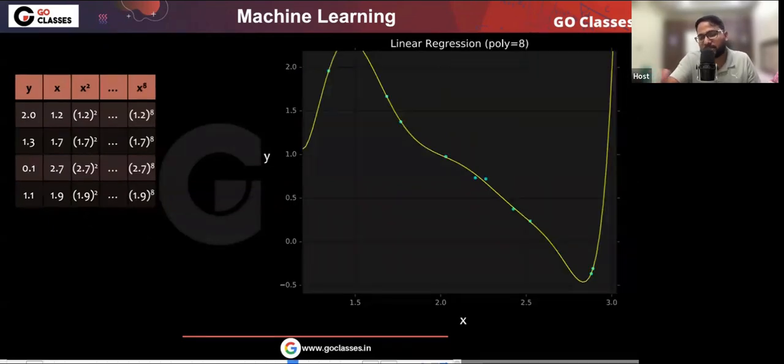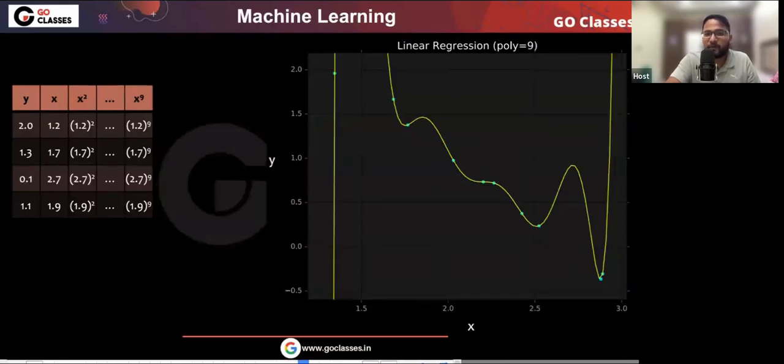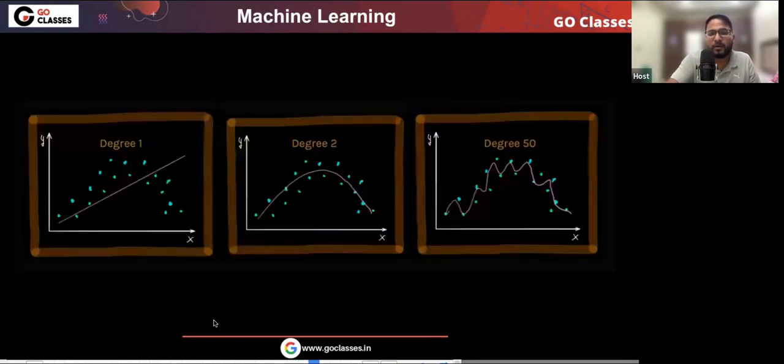For example, this is polynomial degree 8, this is too much, right? Polynomial degree 9 is looking like this, so you can model with other degrees also. For that you need to introduce that feature. That's all. Just introduce that feature and use linear regression. That's all you need to do. Now, for example, this is degree 1, this is degree 2, and degree 50 is looking like this. Too much zigzag, too much zigzag. This is a degree 50 fit for some data.